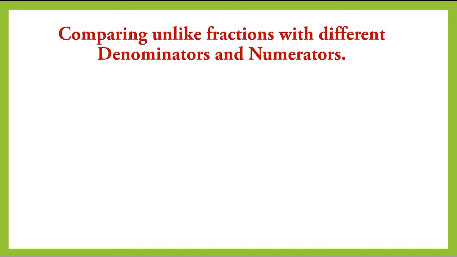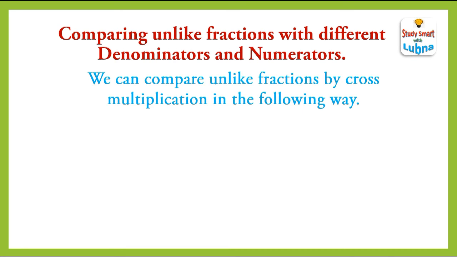Comparing unlike fractions with different denominators and numerators. How can we compare unlike fractions? We have both numerator and denominators different. Let's see. We can compare unlike fractions when numerator and denominators both are different by cross multiplication in the following way. This is the first fraction and this is our second fraction, 3 upon 4 and 2 upon 5. Here you can see both numerators and denominators are different.